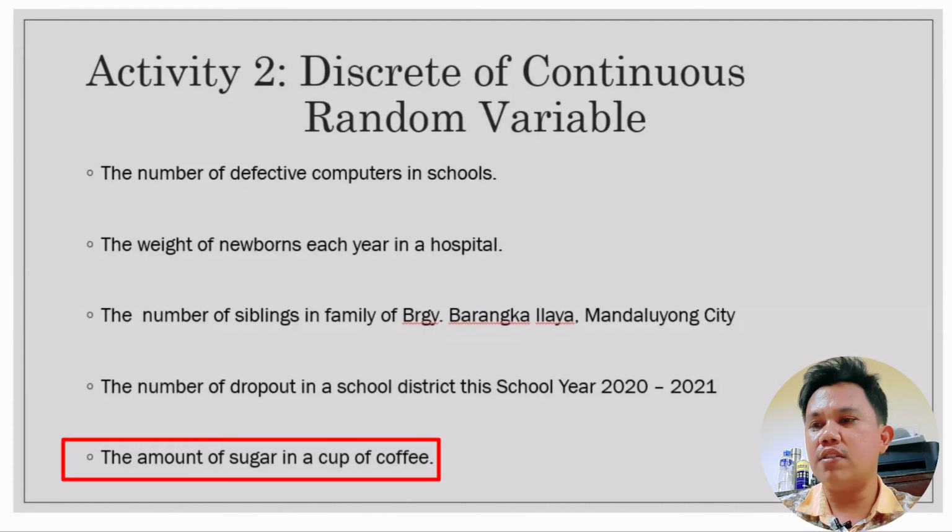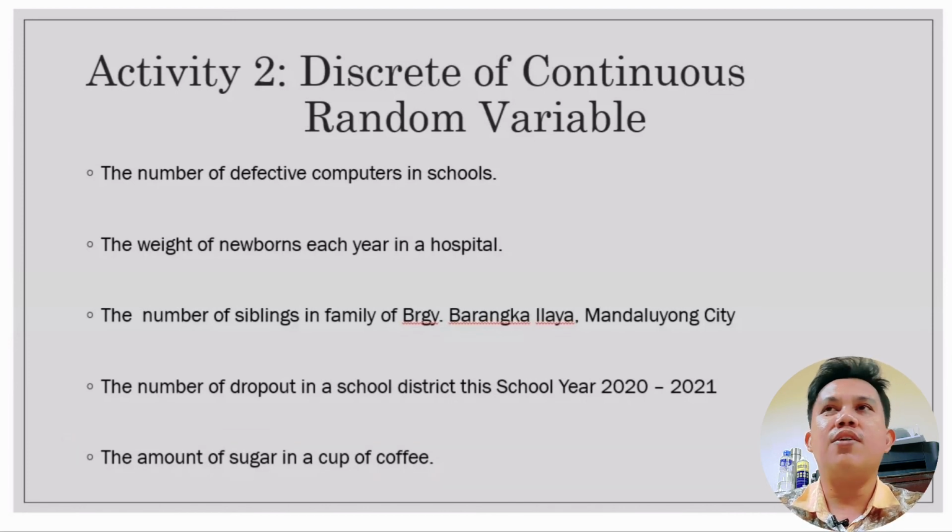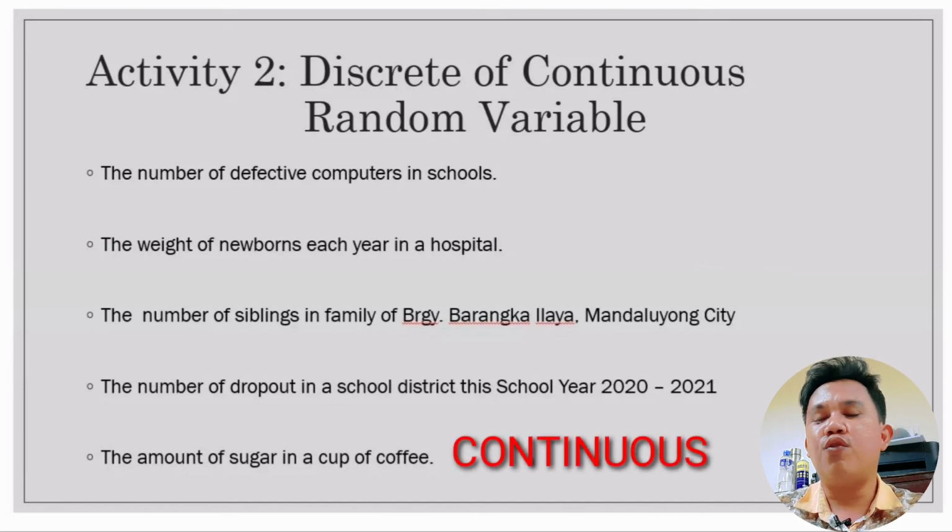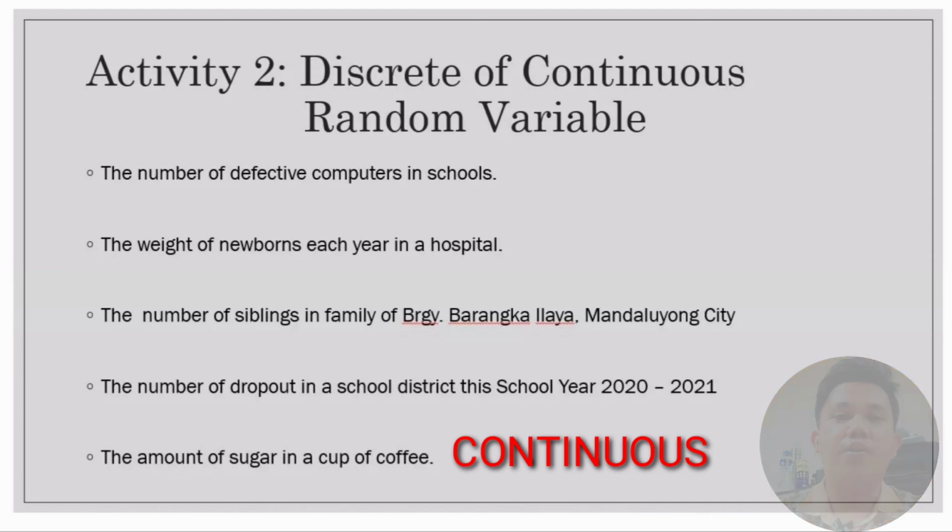The last one is the amount of sugar in a cup of coffee. As you can see, sa sentence pa lang, the amount of sugar, magkakaiba tayo ng measurement when it comes to sugar dun sa ating coffee. There are different measurements in terms of sugar sa kape. The answer here is, this is an example of continuous random variable.